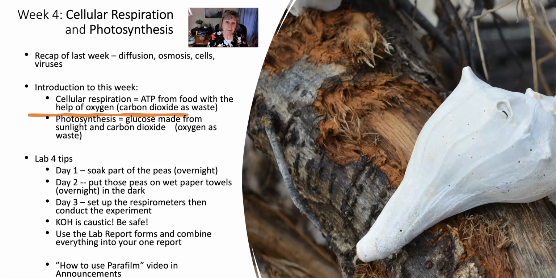Soak the peas overnight per the instructions. Soak them in water. Take them out the next day. Put them on wet paper towels. Also, do not use chlorinated water for the paper towels. You put them in damp paper towels, in between 2 sheets of damp paper towels. Put them in a baggie or something like that, and put them in the dark.